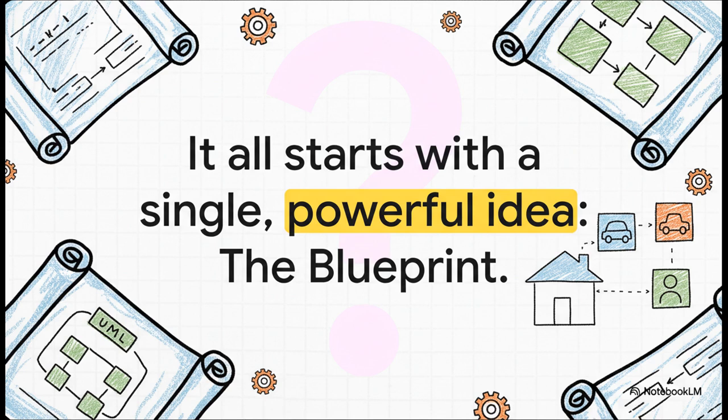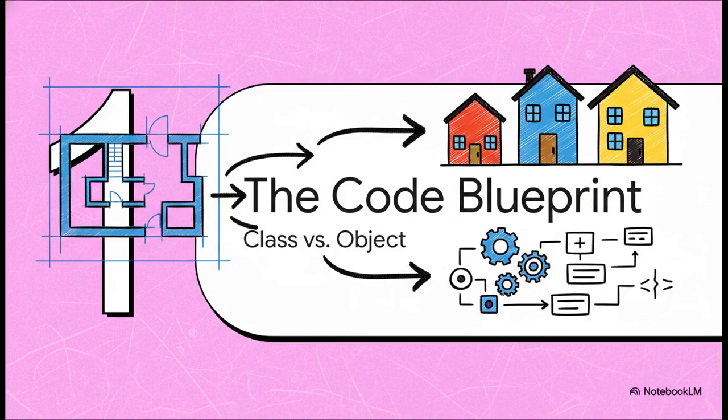It all boils down to one powerful concept, a metaphor we're going to keep coming back to, the idea of a blueprint. So let's really dig into this blueprint idea. In this first section, we're going to break down exactly what a code blueprint is, and just as important, what it's used to create. This is the one distinction that, once you really get it, everything else in Java just starts to click into place.